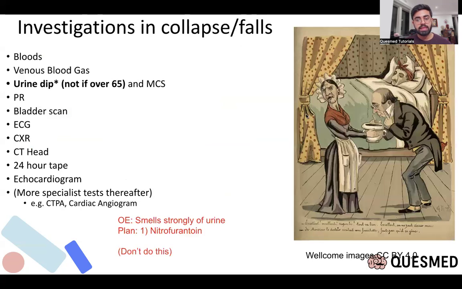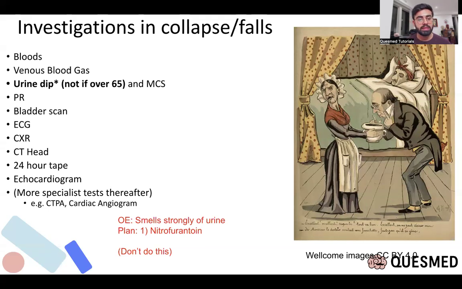In terms of investigations that you want to do in a patient who has either collapsed or fallen, these are the main things. And again, we want to use that same approach of bedside and conservative measures before moving on to slightly more invasive things like a blood test or other investigations, and then imaging. So in terms of observations, we talked about blood pressure, and checking for lying and standing blood pressure.